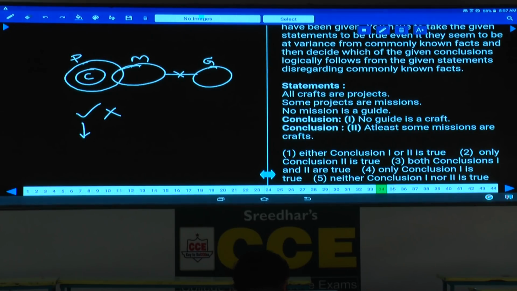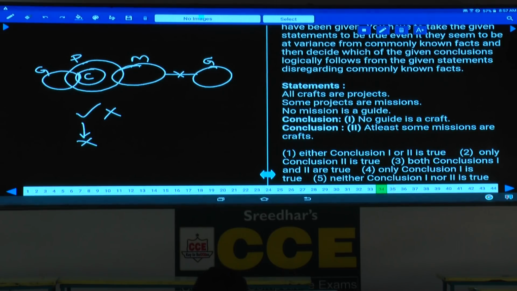Then first one, no guide is a craft is true. To make this one false, now I should prove some guides are craft. Some guides are craft, then we should draw guide like this. Now tell me whether I can draw like that or not. No guide is craft. Yes, we can definitely prove, because guide and machine should not be intersected. Now also I am not intersecting these two. Hence what happened to this one? Alternate diagram proven, previous conclusion will be false.